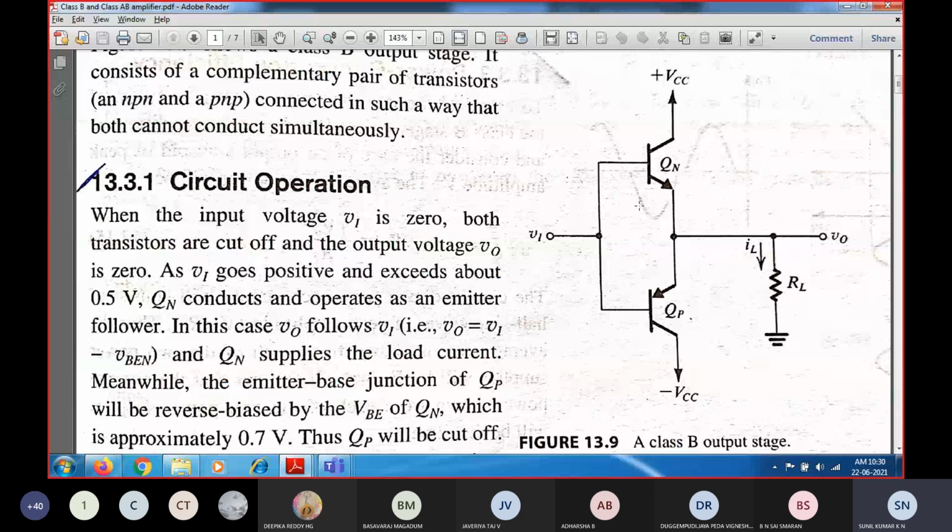So if the base to emitter voltage is more than VBE, then obviously this Qn is going to turn on. If it is less than VBE, then this Qn will be in off state. Same thing, you have to analyze for the QP transistor, that is the PNP transistor, as well.